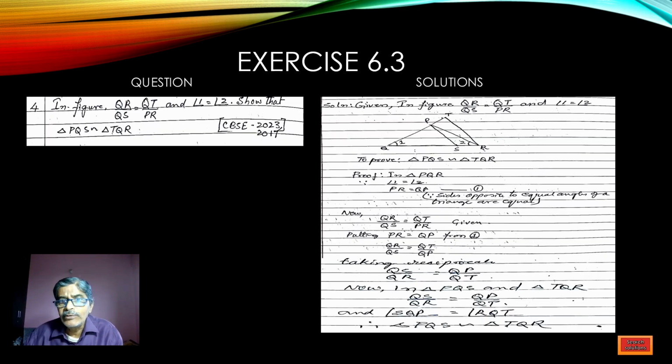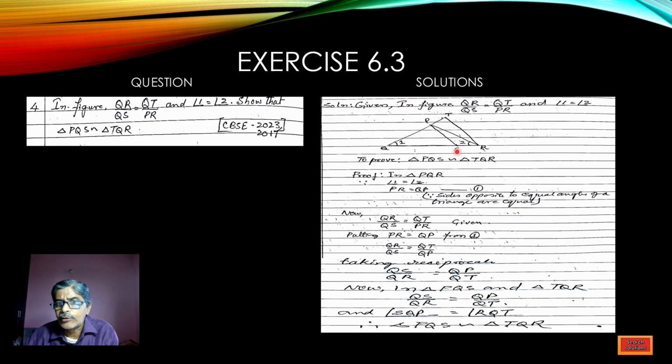So given in this figure, QR by QS is equal to QT by PR, and angle 1 is equal to angle 2. This is angle 1 and this is angle 2. Now to prove that triangle PQS is similar to triangle TQR.